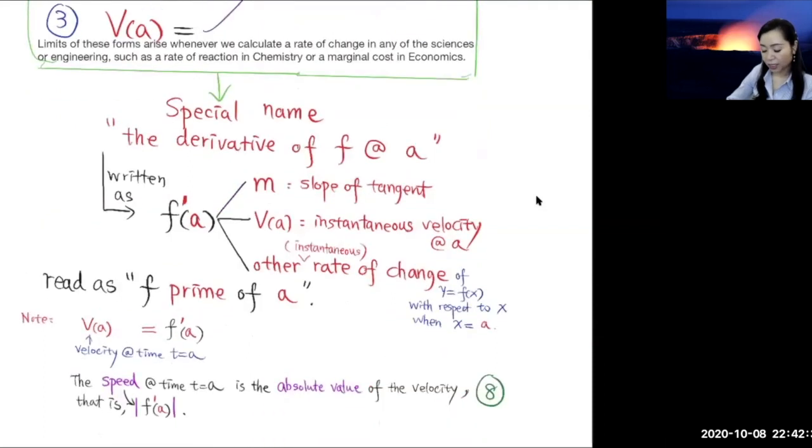And it is written as f prime of A. This symbol here, we read it as prime, f prime of A. As you see, f prime of A could represent m, which is the slope of the tangent, could be the instantaneous velocity v(A), or could be another instantaneous rate of change of the function y equal to f of x with respect to x when x equals A.